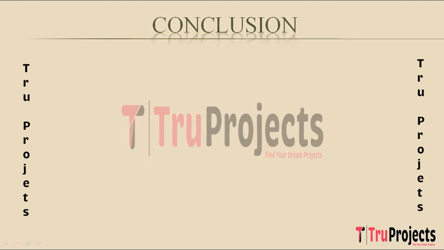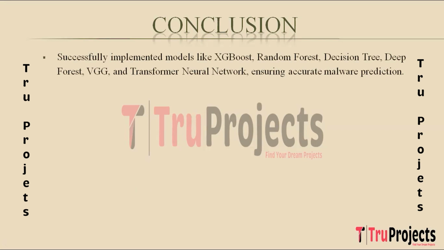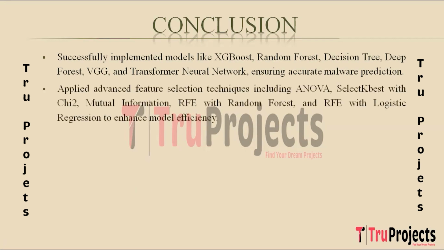So the conclusion here is that the project successfully developed and implemented effective machine learning models including XGBoost, random forest, decision tree, deep forest, VGG, and transformer neural network for accurate malware prediction. Advanced feature selection techniques such as ANOVA, select k-best with chi-square, mutual information, RFE with random forest, and RFE with logistic regression were employed to optimize the models, ensuring the inclusion of relevant features.